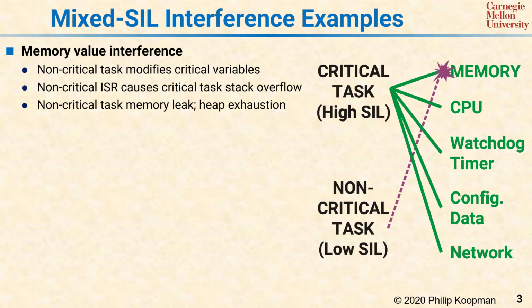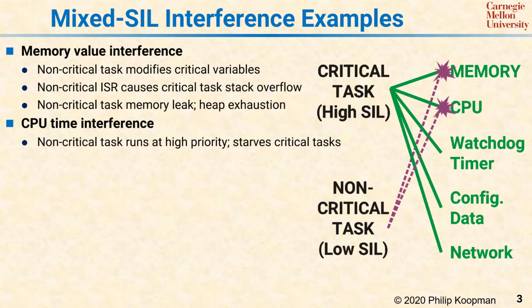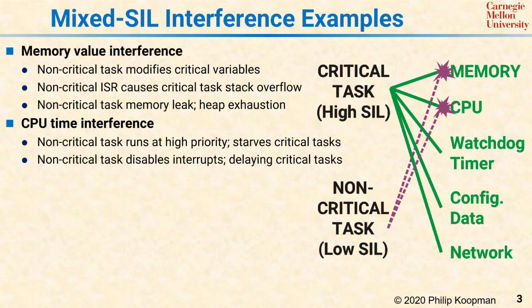Non-critical tasks can also interfere with CPU use. The non-critical task could, for example, run at a high priority and starve critical tasks so that they never get a chance to execute. It could also disable interrupts, delaying critical task interrupt service routines, or even the operating system's ability to switch tasks, thereby causing critical tasks to miss their deadline.